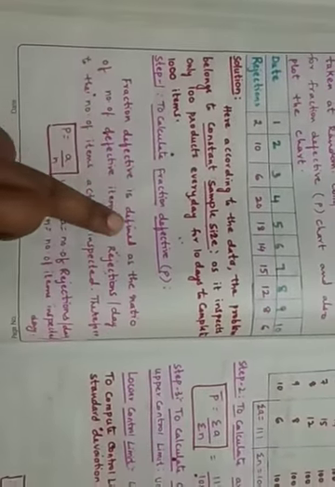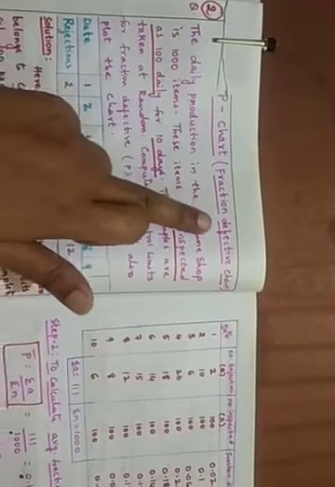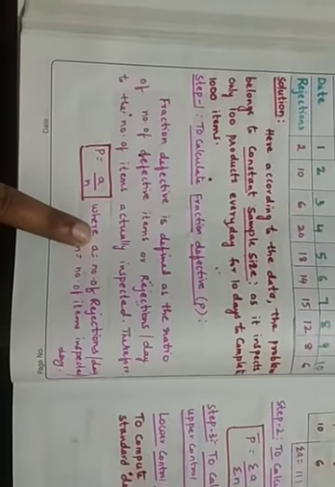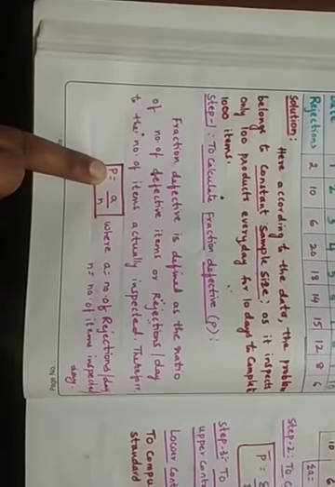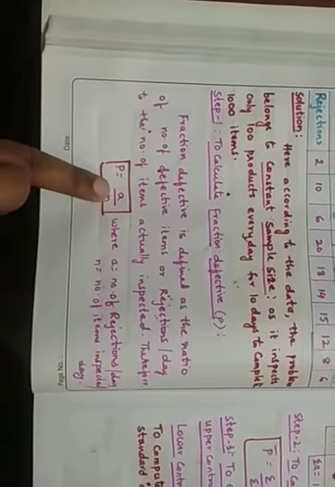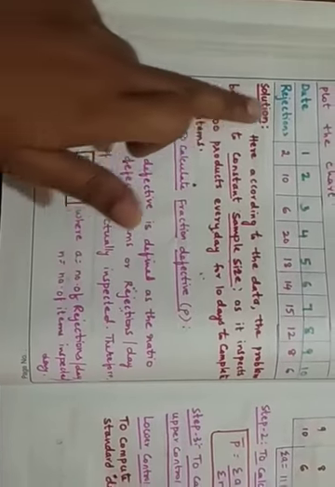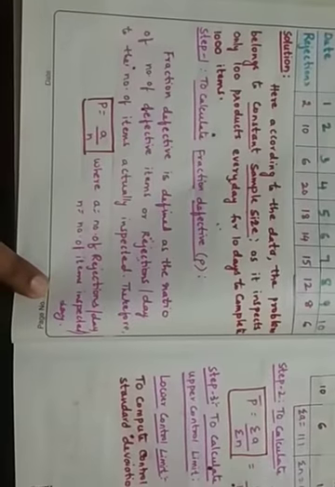After that, you need to calculate the fraction defective, as this particular chart is called the P chart, which is also known as the fraction defective chart. So the first step is to calculate the fraction defective. For the definition, I have written here: fraction defective is generally represented by P, which is nothing but A by N. What is A here? The number of rejections or number of defective items per day. N represents the number of items inspected per day.